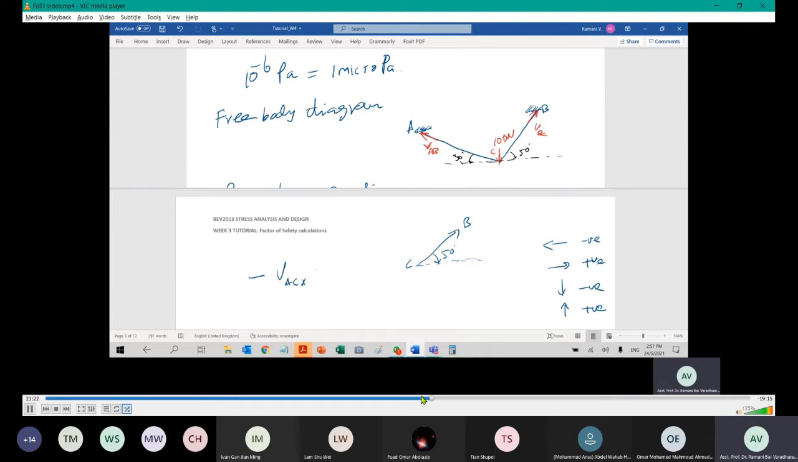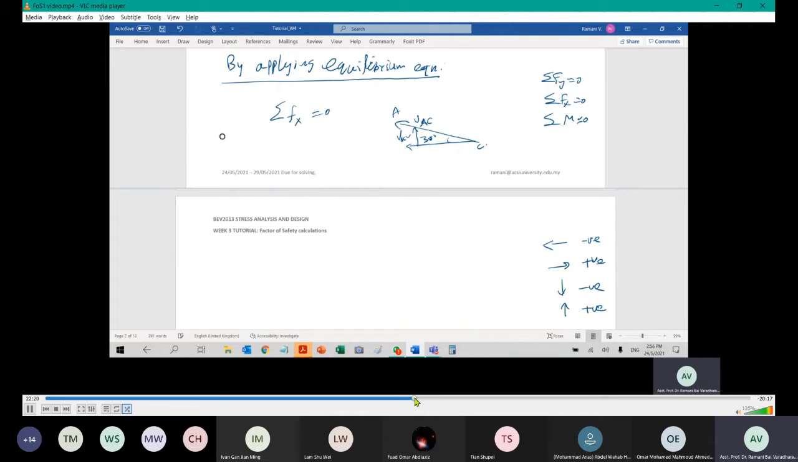Now draw the diagram, which is negative and positive. Let me take VACY. This horizontal one is VACX. Okay, horizontal. Now let me write down minus VAC, minus VACX in this direction. So how much will it be? Or let me write the equation first, then we will calculate how much it is.